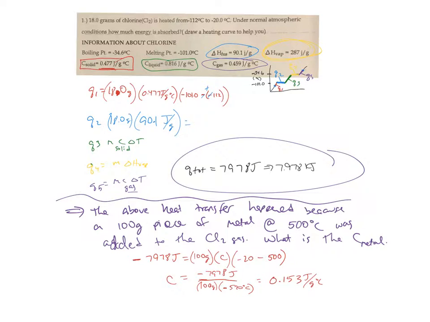So the heat that went into the chlorine, that positive heat value, is the heat that would have left the piece of metal, or the negative heat value that we see on the bottom of the page here. Then again, we just do Q equals MC delta T and solve for C. Okay, so that's as complicated as these questions are going to get. So keep working through the rest.